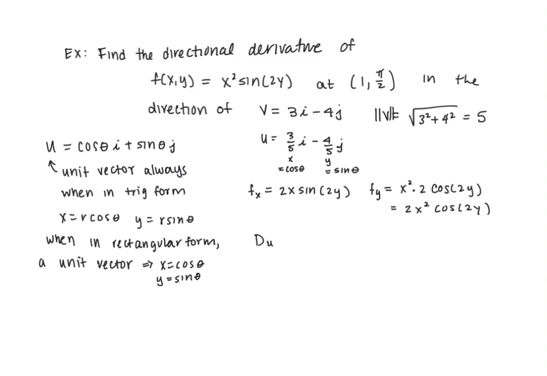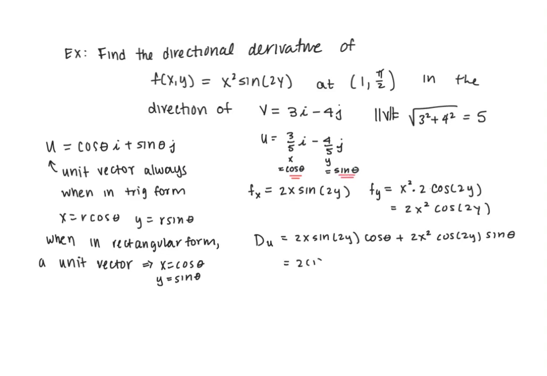The directional derivative at (1, pi over 2) is 2x sine 2y times cosine theta plus 2x squared cosine 2y sine theta. That's all the calculus part. Now it's just substitution. So I'm going to plug in 1 for all the x's, pi over 2 for all the y's, and then I'm going to replace cosine theta with 3/5 and sine theta with 4/5.